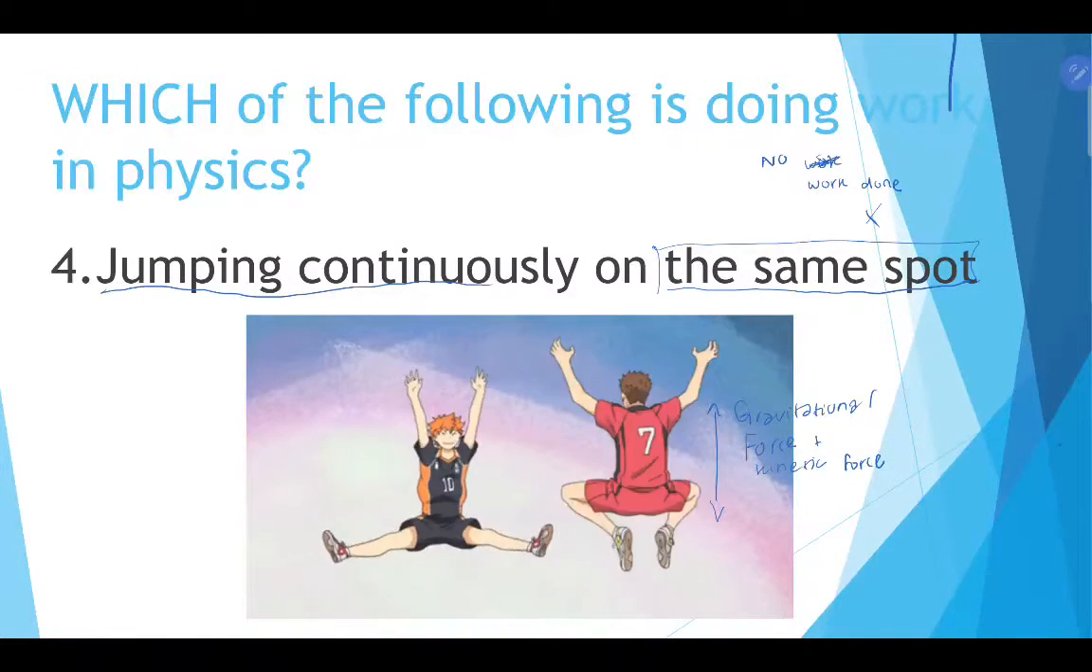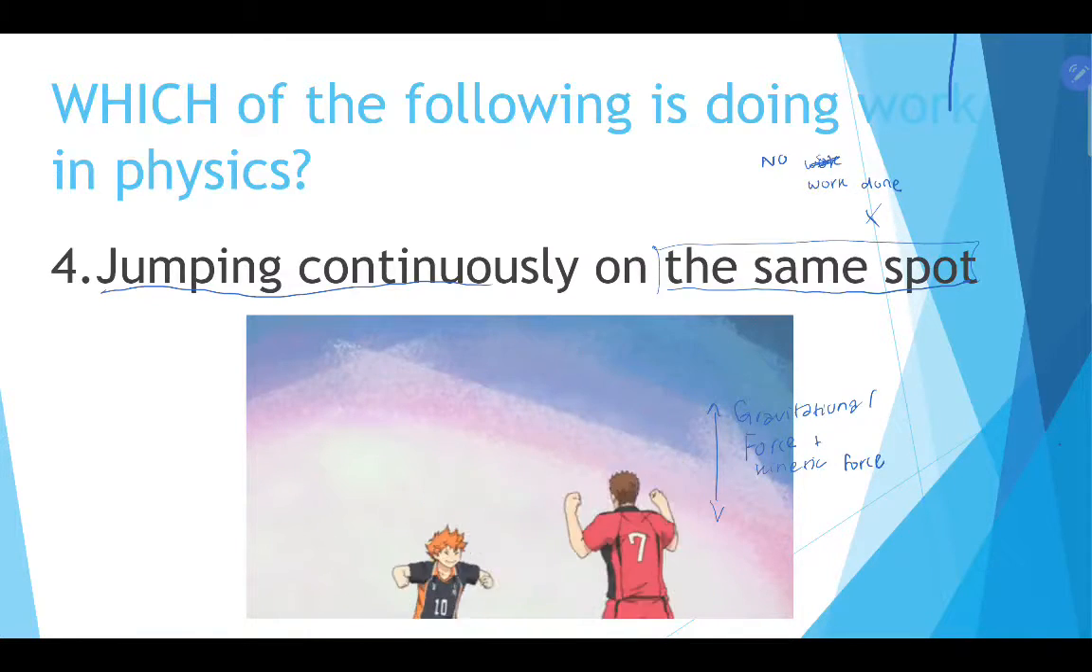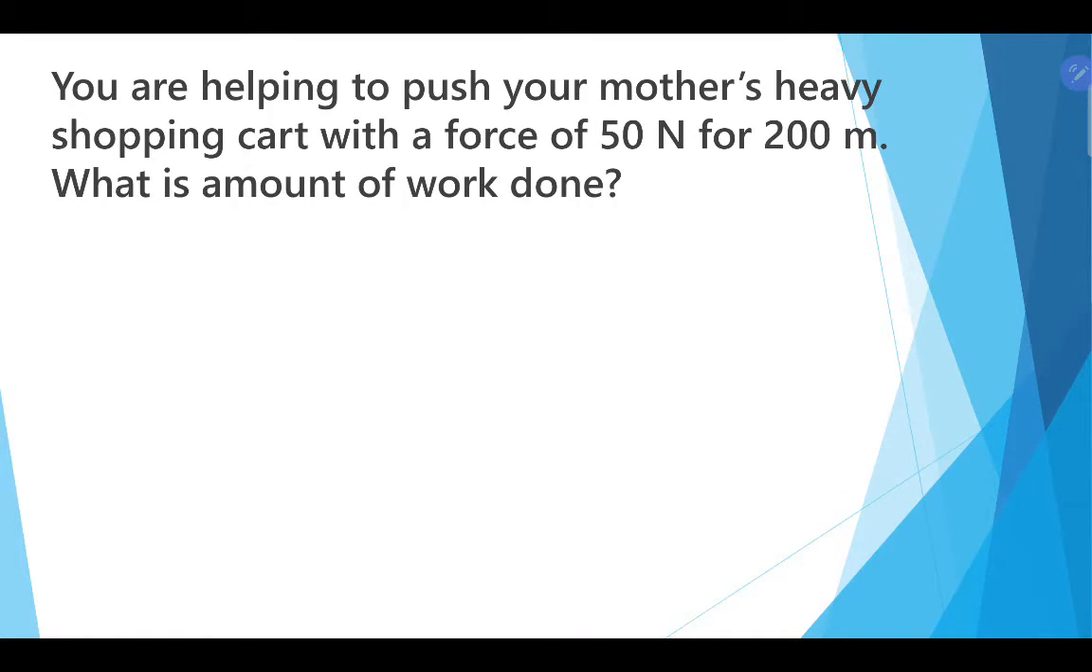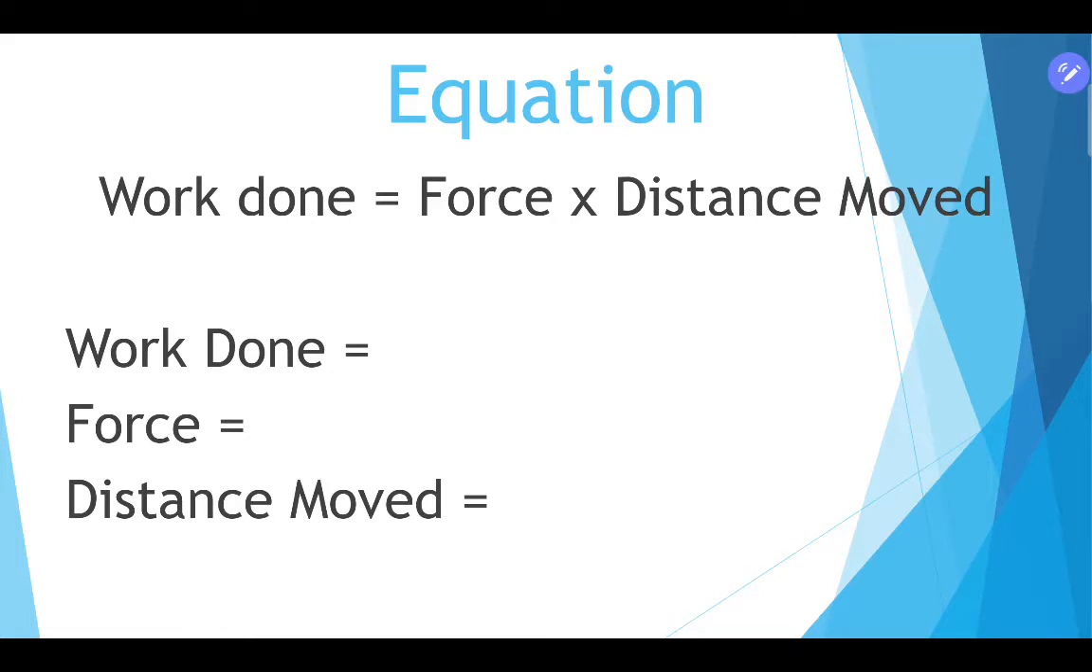We've looked at some examples of work done. Let's look at the equation for work done. Work done is equal to force times distance moved, and the distance moved needs to be in the direction of the force. So work done is equal to force times distance moved. The unit of work done is joules. The letter for that is a capital J. Force, the unit is, as usual, Newton.